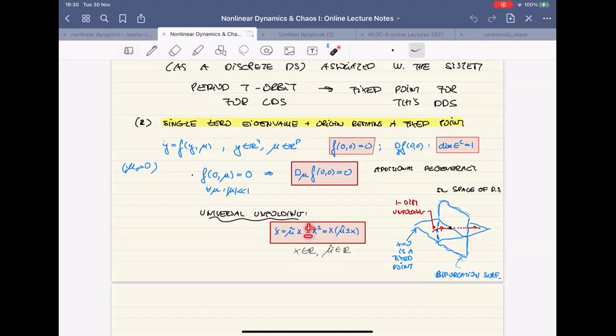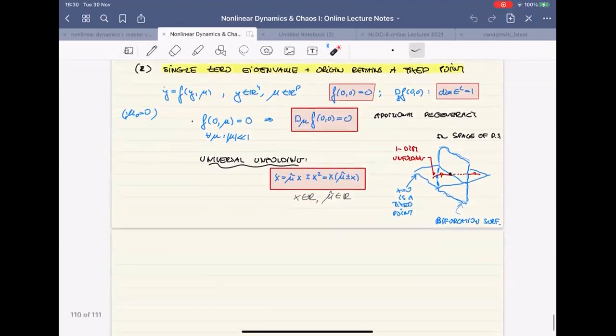And then again, I have the plus minus, okay? And this is where I stopped last time. If there's any question about this, I'm happy to answer before I move on.